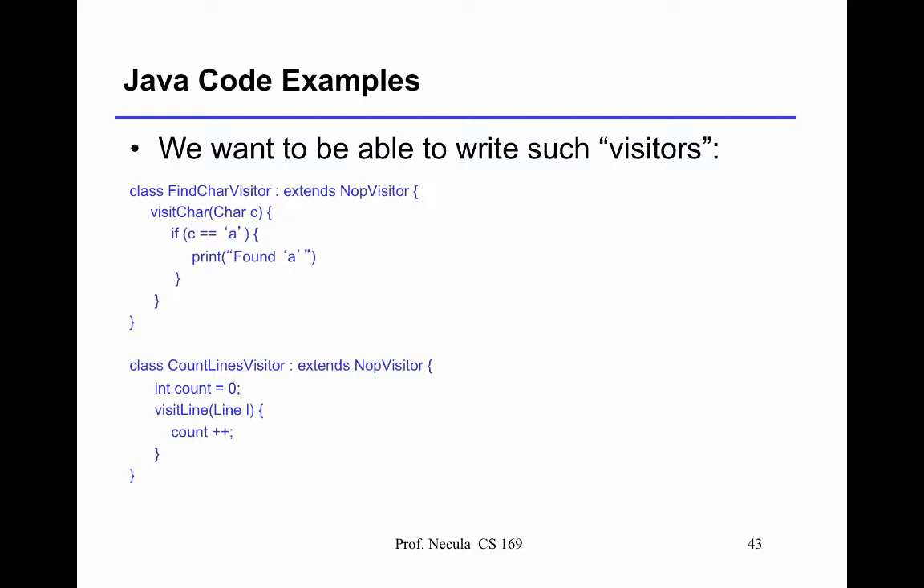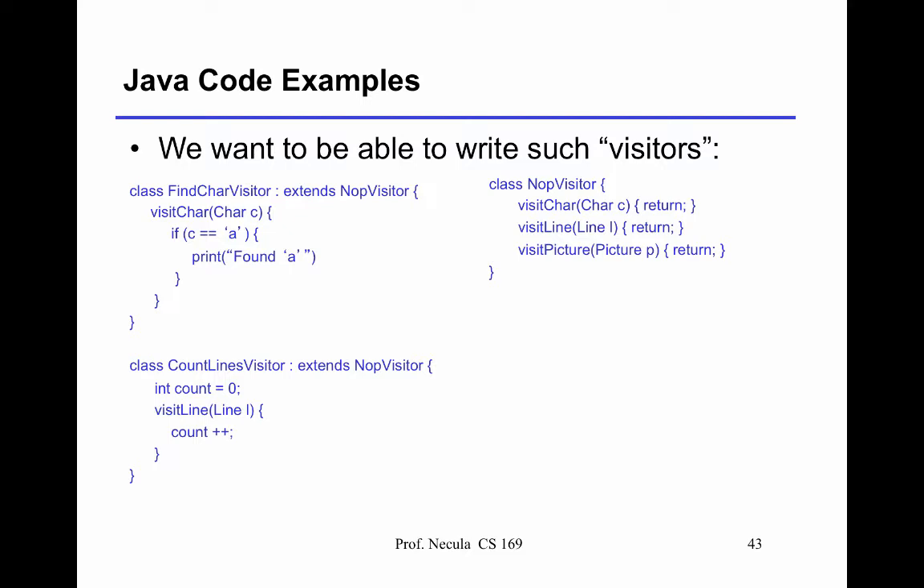I'm going to do something with it. In this case, I just counted. And this is the no-op visitor, which I specified here as a superclass. This gives me the extent of what the visitor can do.